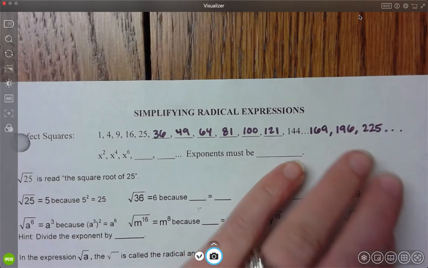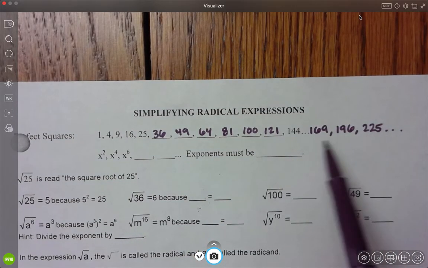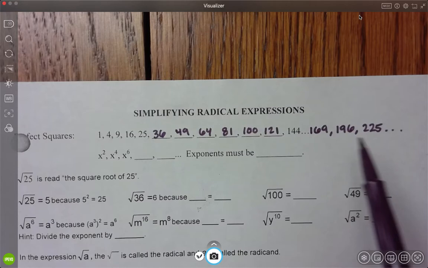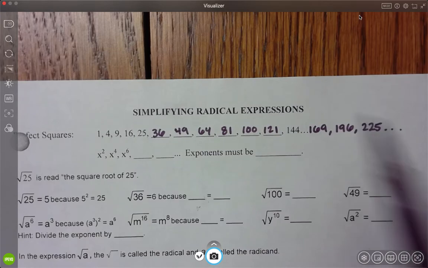I usually add in 13 and 14 just because 169 and 196 are easy to remember. They're just flipped around, okay? So these are perfect squares. If I would take the square root of any of those numbers, they would come out as a nice number.